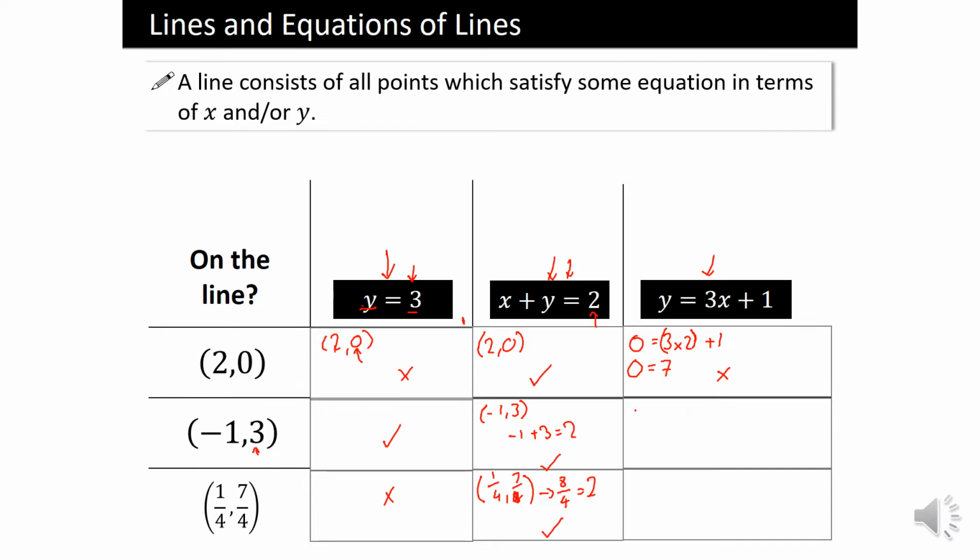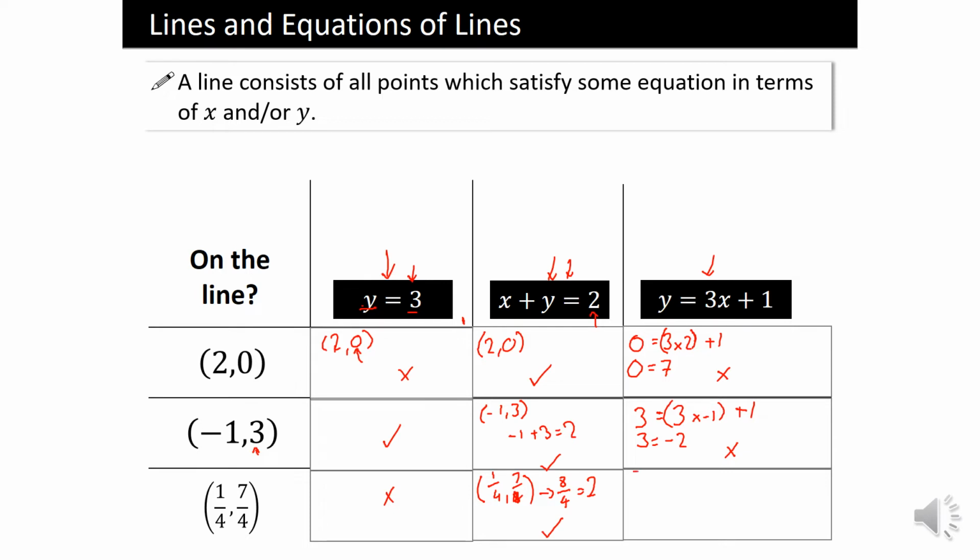Right, so we've got a y coordinate of 3 for this one. So we've got y equals 3 times minus 1 and then plus 1. So we've got 3 equals, so it'd be minus 3 plus 1, so minus 2. Again, doesn't fit it, so that one would not be on the line.